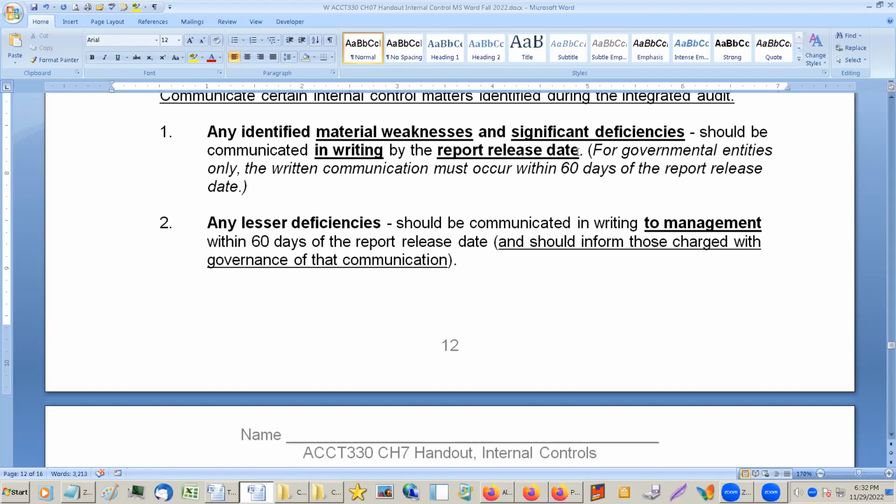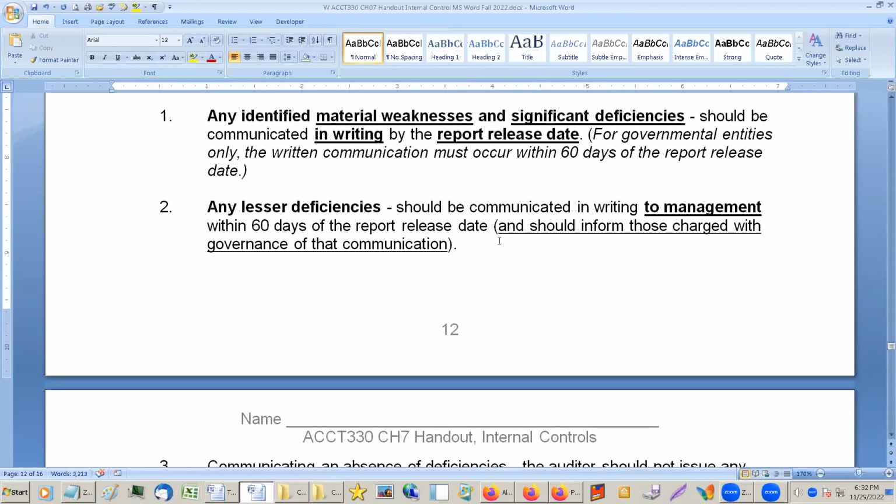Lesser deficiencies, things that are insignificant, should be on the 60-day report date, and you should inform those in charge of governance of that communication. That's a picky point there. You simply have to inform the people in charge of governance that you've given this written report to management. You don't have to give them the report. Now, they may ask for it, and if they do, obviously, you tell management they need to give it to them. But the idea is that these things are insignificant.